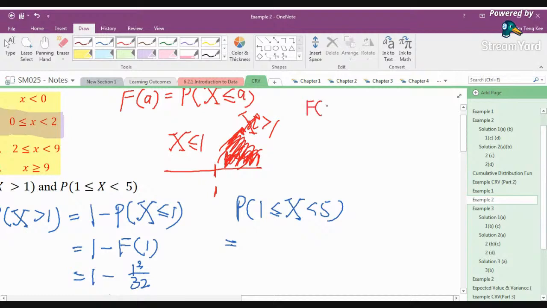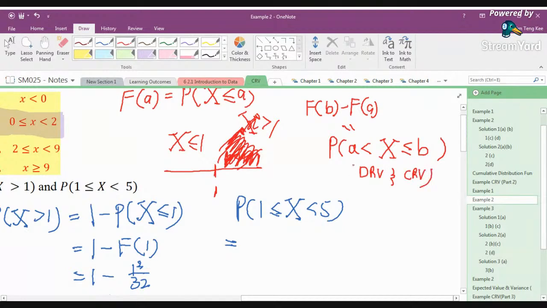let's say FB minus FA is defined equal to P. Okay, take notes. This formula I wrote up here is meant for both discrete and continuous. So if it happens to be A less than or less than or equal to B, this is for both discrete random variable as well as continuous random variable.